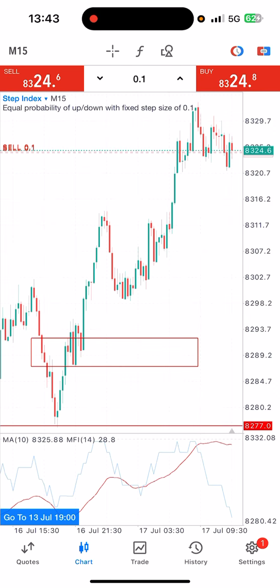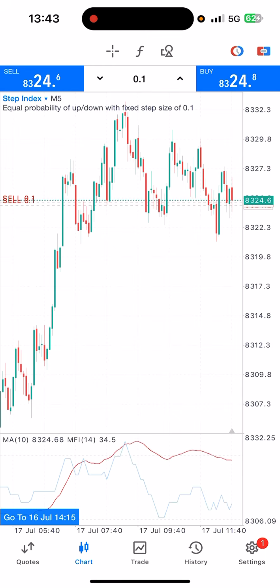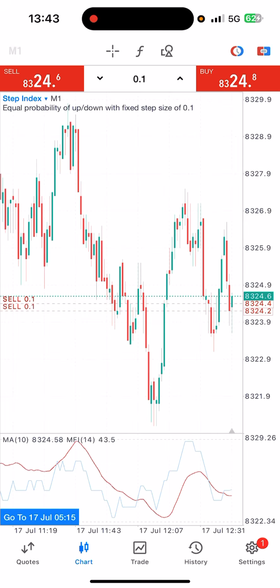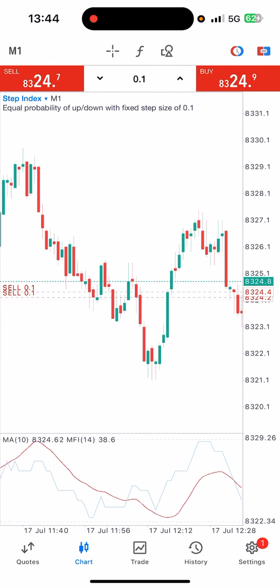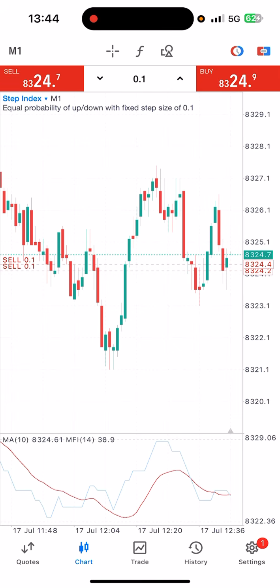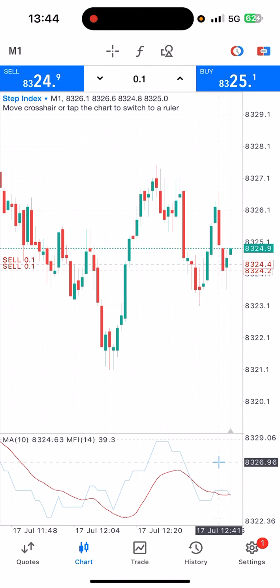In 15 minutes, it's pointing sell. You can see more confirmations. On 5 minutes, it is also pointing sell, and on 1 minute, it is pointing buy. Right? So we have 3 out of 4. So I'm taking the sell. You can see 1 minute is already preparing to align. It's about to cross right here.